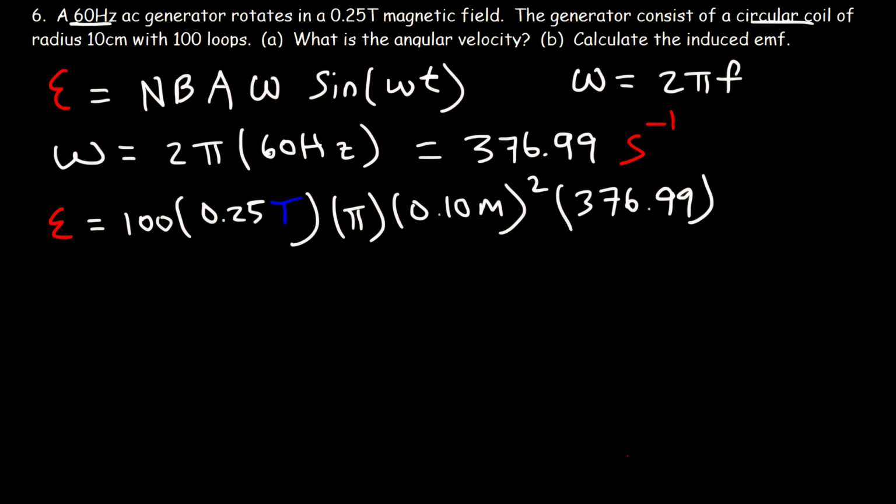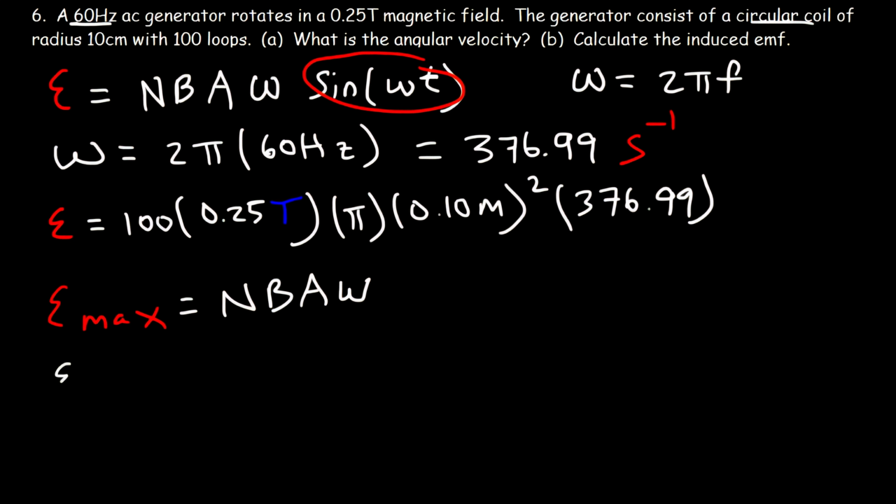By the way, I should have stated this earlier, but we're looking for the maximum EMF. The maximum EMF, you don't need to worry about the sine part. Sine 90 is going to be 1, and so the maximum EMF is simply NBA times omega. You don't have to worry about the sine function.